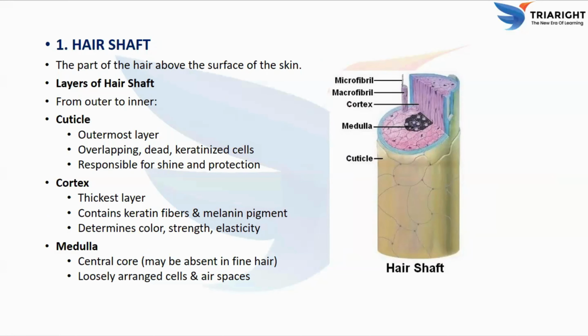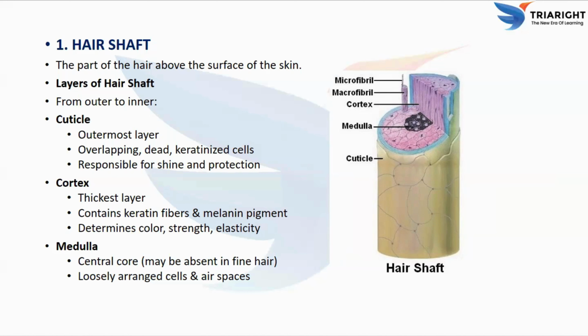So let's talk about the layers of the hair shaft. Cuticle. Cuticle is the outermost layer. It is a thin transparent layer. It is made up of overlapping flat dead keratinized cells, like shingles on a roof. The cells overlap with the edges pointing towards the tip of the hair.